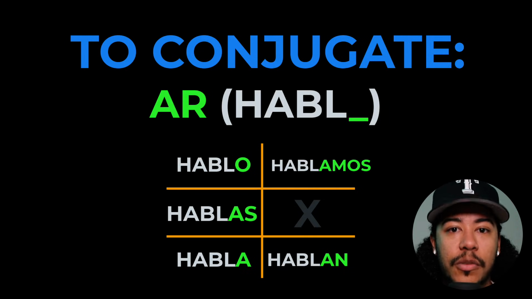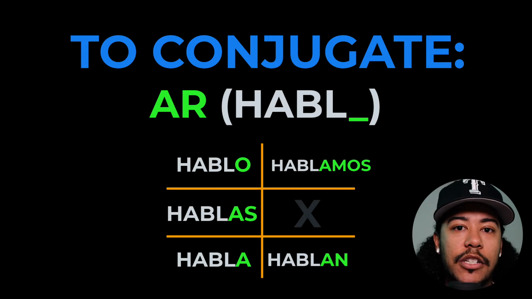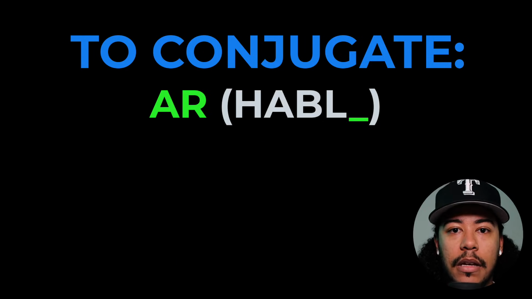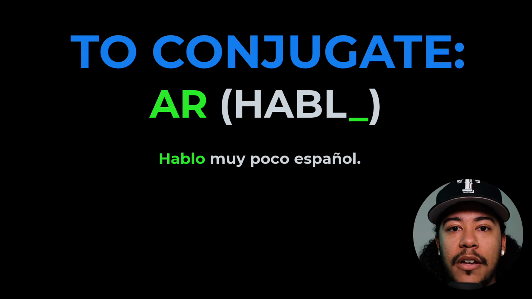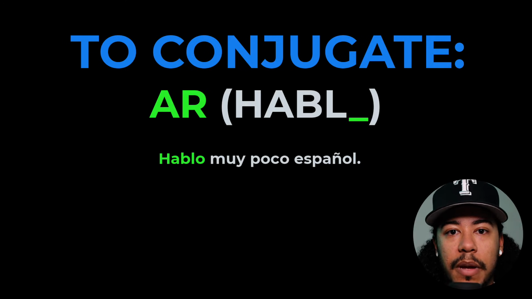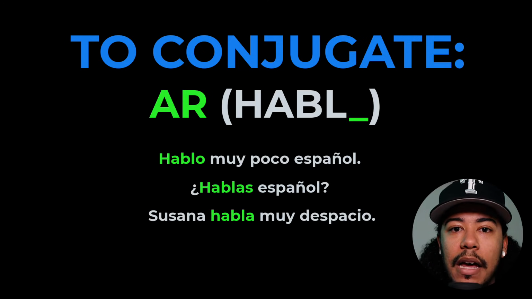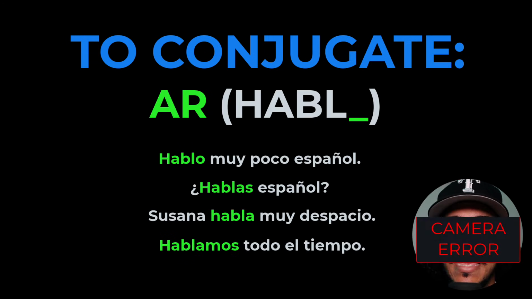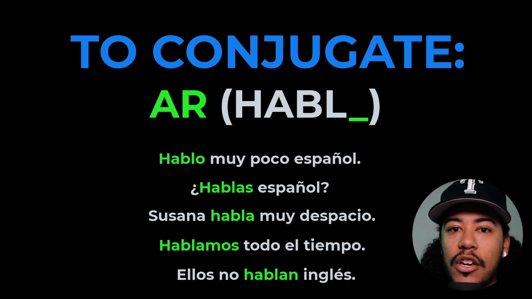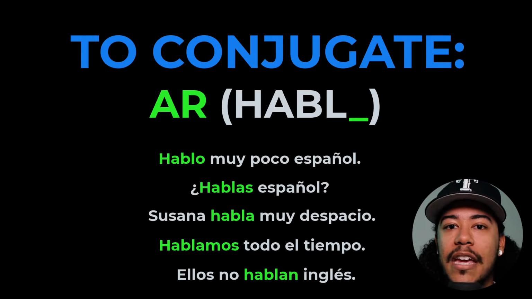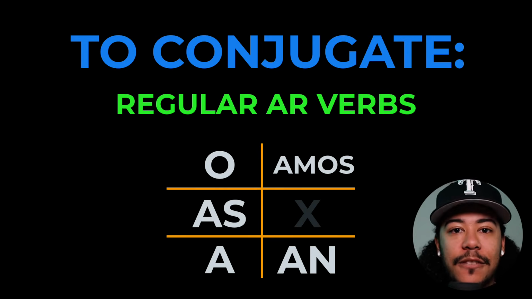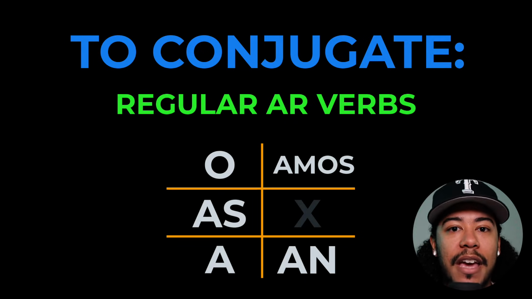They or y'all speak. In a sentence, these conjugated verbs might look like this. Hablo muy poco español. I speak very little Spanish. ¿Hablas español? Do you speak Spanish? Susana habla muy despacio. Susanna speaks very slow. Hablamos todo el tiempo. We talk all the time. Ellos no hablan inglés. They don't speak English. So boom, those are the present tense conjugations for all regular verbs that end with AR.